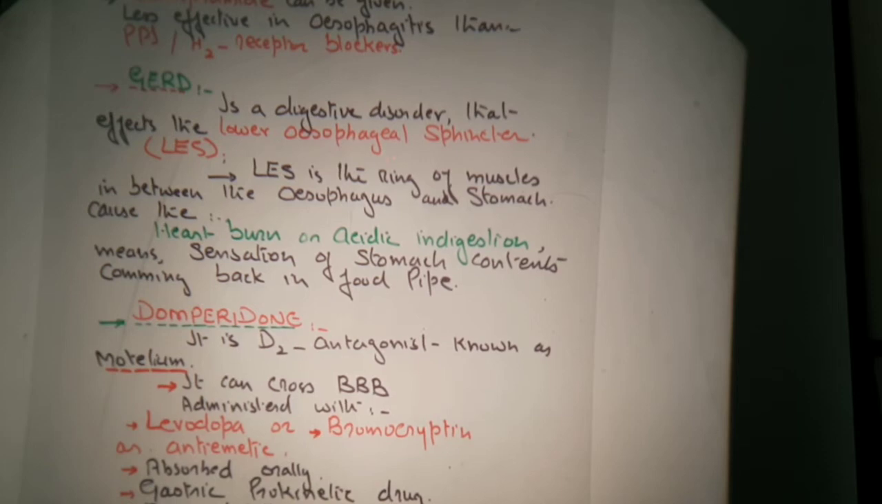It can be given to the patient. It is less effective in esophagitis than proton pump inhibitors and H2 receptor blockers. Less effective because in esophagitis, that is inflammation of the esophagus, the proton pump inhibitors and H2 receptor blockers are more potent than this metoclopramide. So metoclopramide can be given in this case.